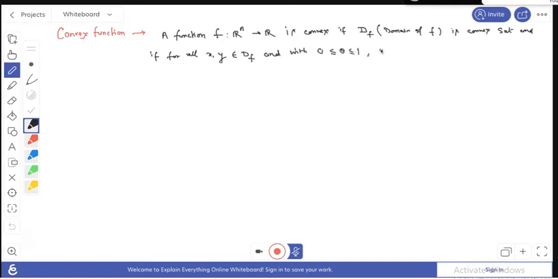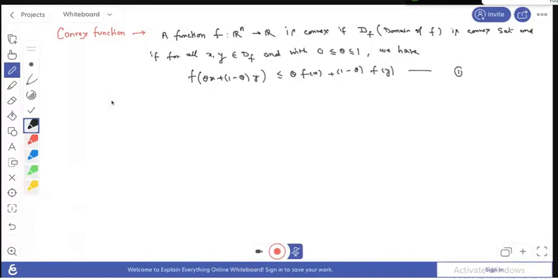So we have f of theta x plus 1 minus theta y is less than or equal to theta f(x) plus 1 minus theta f(y). Okay, so either we take x1 and x2, two different points, or we take x and y. Suppose this is equation number 1.